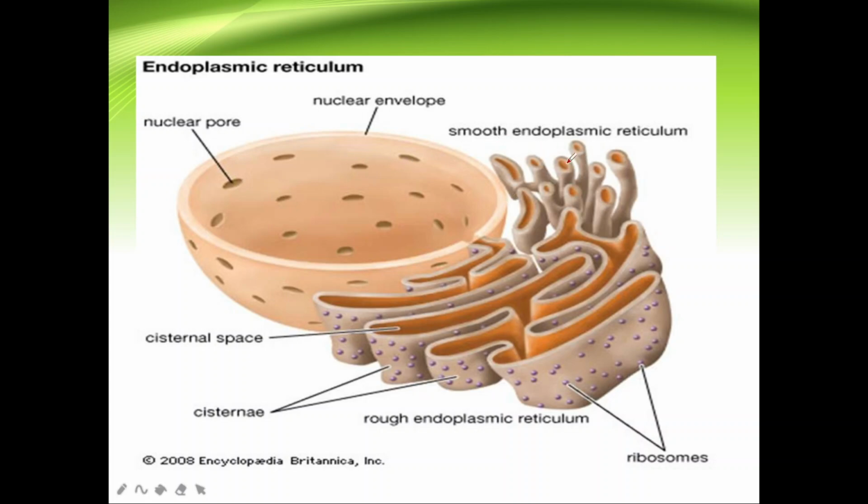Now, these are smooth endoplasmic reticulum, which shows absence of ribosomes on its outermost surface, and these are the bag-like or stack-like structures or cisternae which show the presence of ribosomes on its outermost surface. Hence, these are rough endoplasmic reticulum, these are ribosomes, and these are cisternae. The space between the two cisternae is called cisternal space.